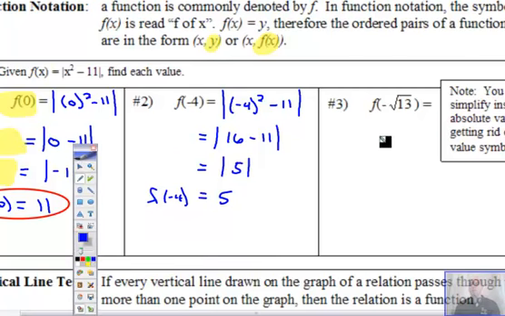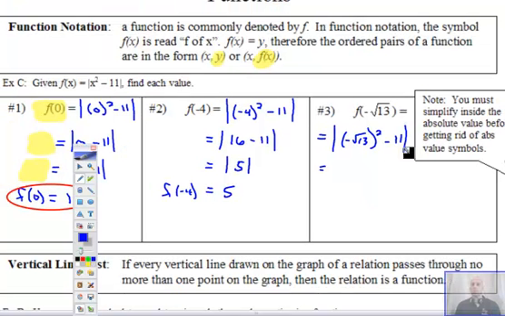Number 3, f of the negative square root of 13. So I am going to take and replace the x with negative square root of 13. Do it in parentheses. Seems intimidating, but it's not. We have a negative squared, which is going to be a positive. Negative times a negative is a positive.